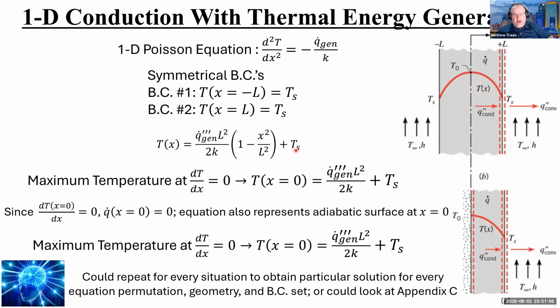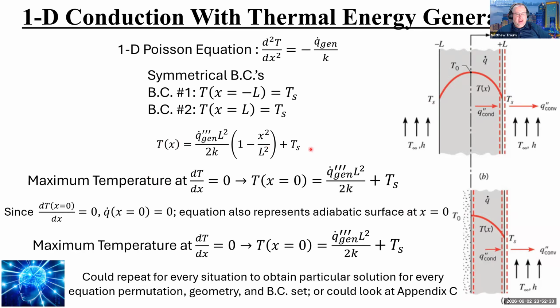The thing that I want to point out here, even though it's a little bit redundant, is at this spot, the maximum temperature spot, the derivative of temperature with respect to x is 0. Because dT/dx is 0, that means the heat flux is 0. So there's no heat flux at x equals 0. And because there's no heat flux at x equals 0, this kind of symmetrical situation can also be modeled as an adiabatic wall.